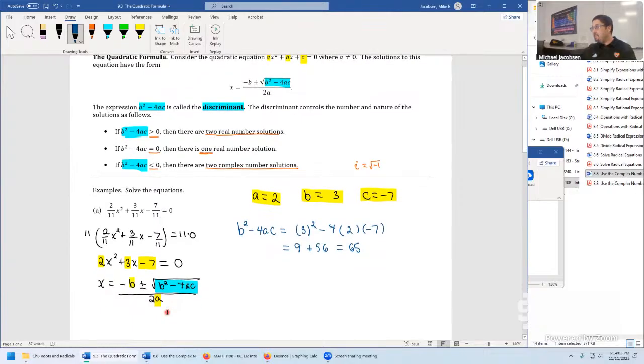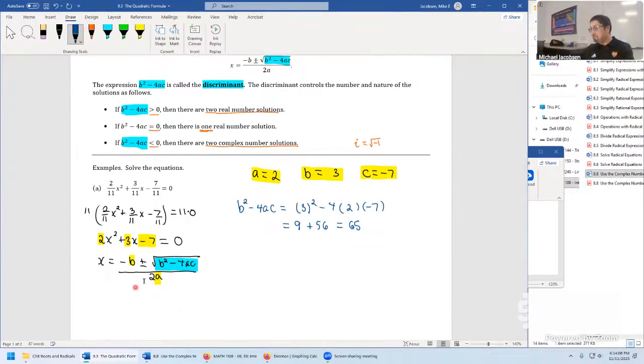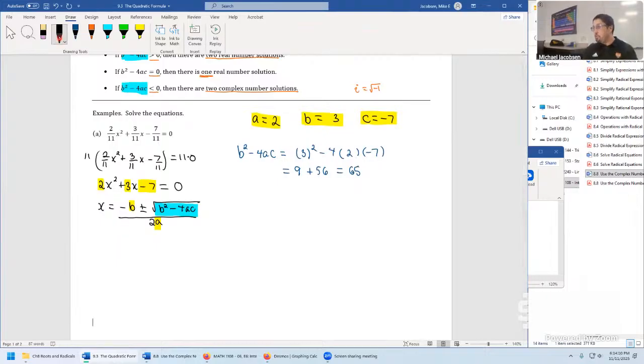Plugging that back inside here, let's scroll just a little bit. x is now equal to the negative of b, so that's going to be -3 in this problem, plus or minus the square root of the discriminant, which is 65. Then divide the whole thing by 2 times a, so that's going to be 2 times 2. Follow the color coding to see where the a, b, and c over here went, down to that -7. All we have to do now is just simplify this as much as possible.